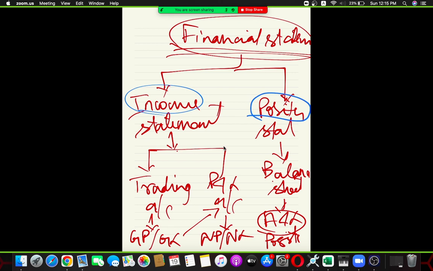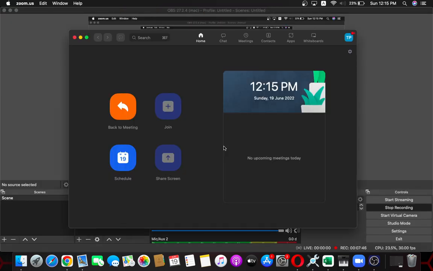Now, easy people. What are we studying? We are studying with respect to the financial statements. This financial statements is divided into two things.